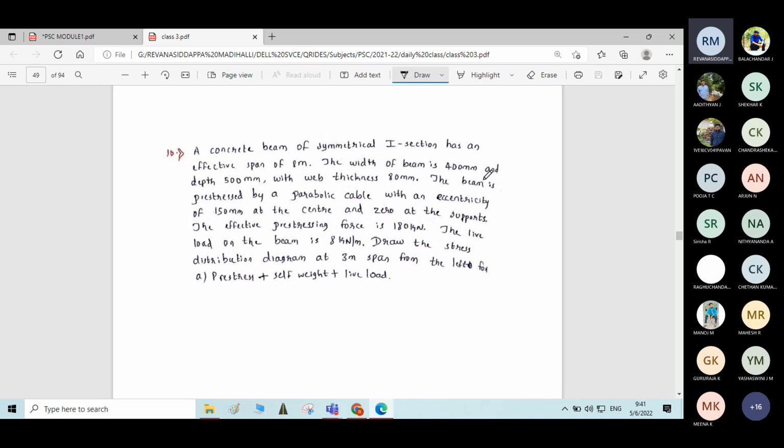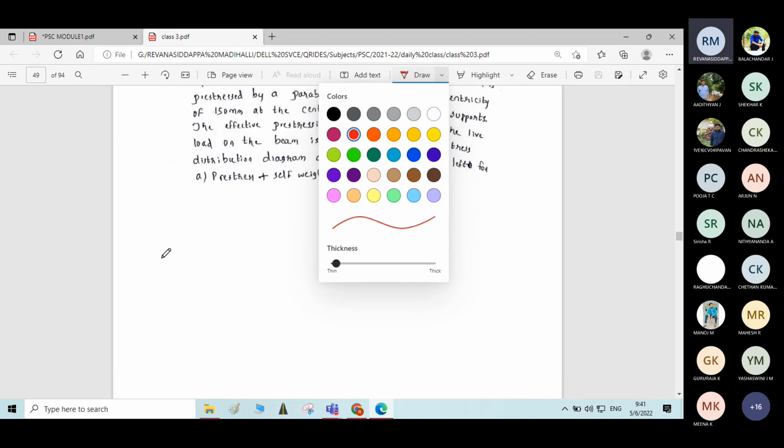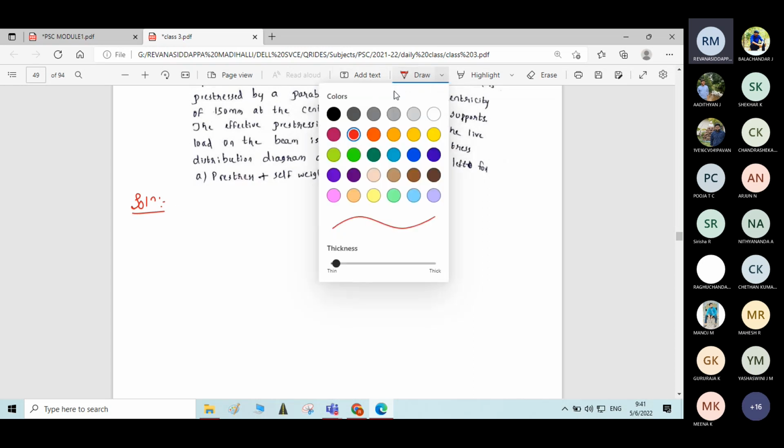Width of the beam is 400 mm and depth 500 mm. Web thickness is 80 mm. Okay, the beam is prestressed by a parabolic cable with an eccentricity of 150 mm at center and 0 at the supports. Let me write the diagram so that you can understand. Solution. He says that it's a symmetric I section. Let me write the diagram of a symmetric I section.